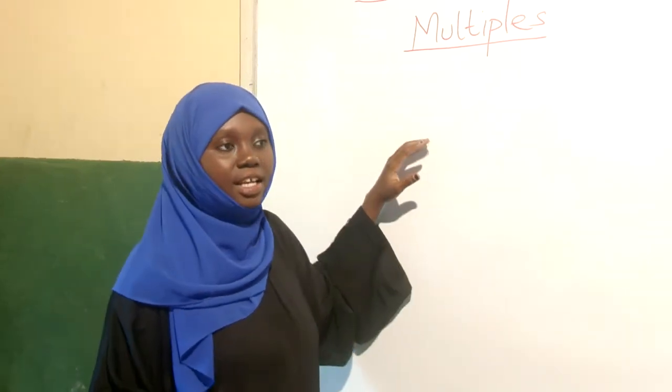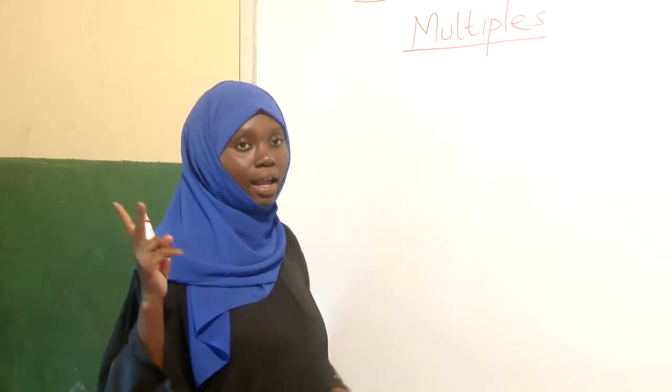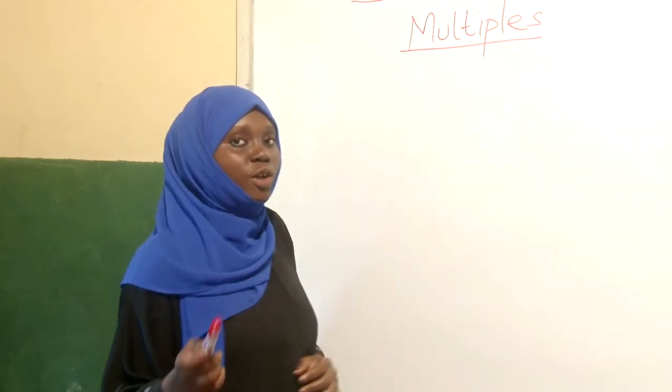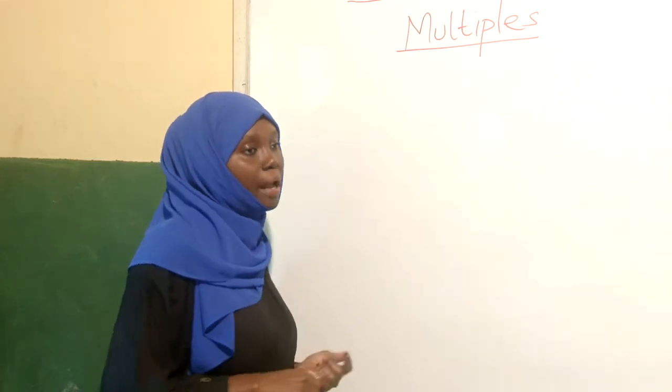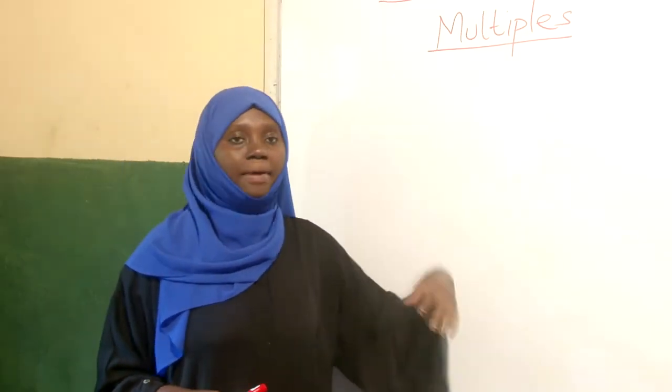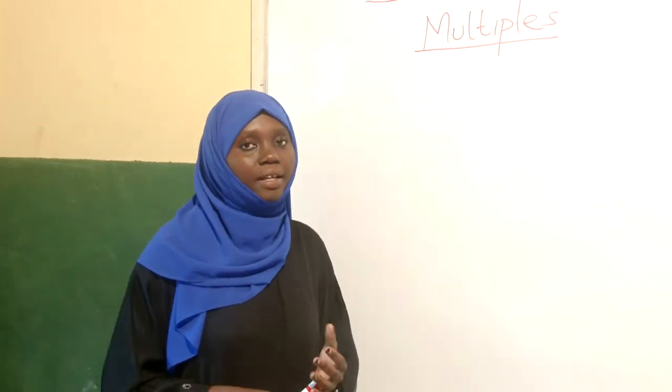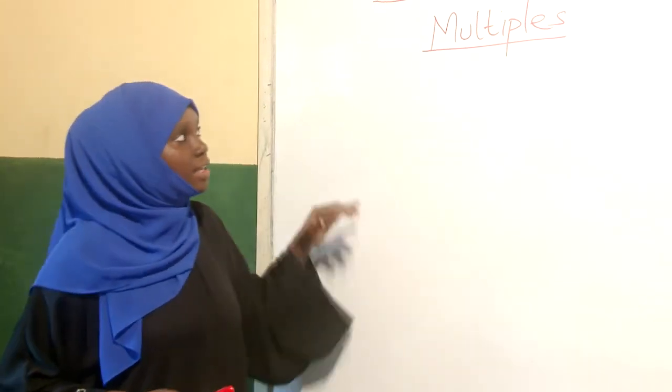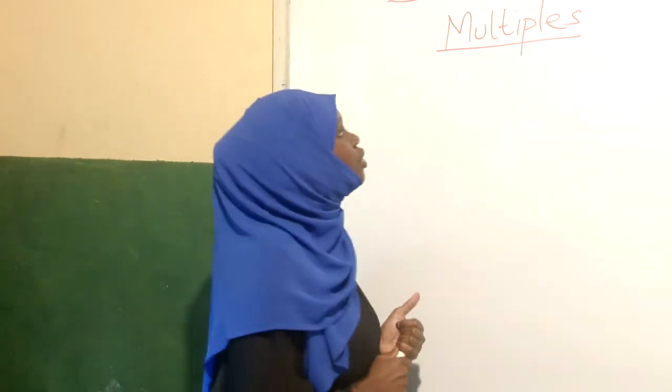Multiples are the numbers that we obtain after multiplying at least two numbers. By at least two numbers, it means that you can multiply even 3 numbers, 4 numbers, up to whichever number that you feel like. But here I'm going to start with 2 numbers.